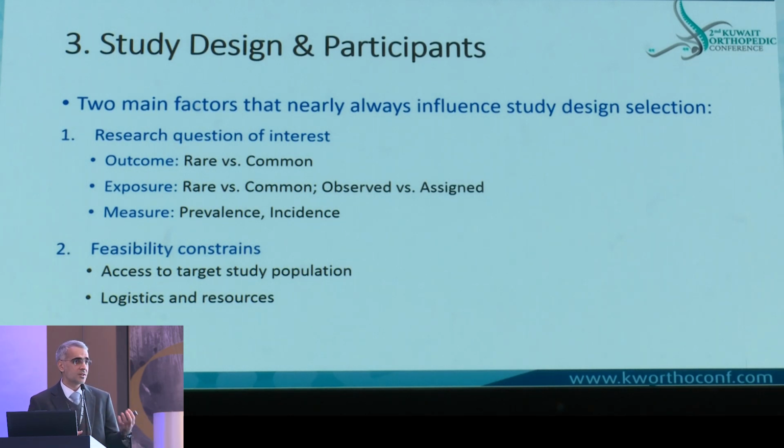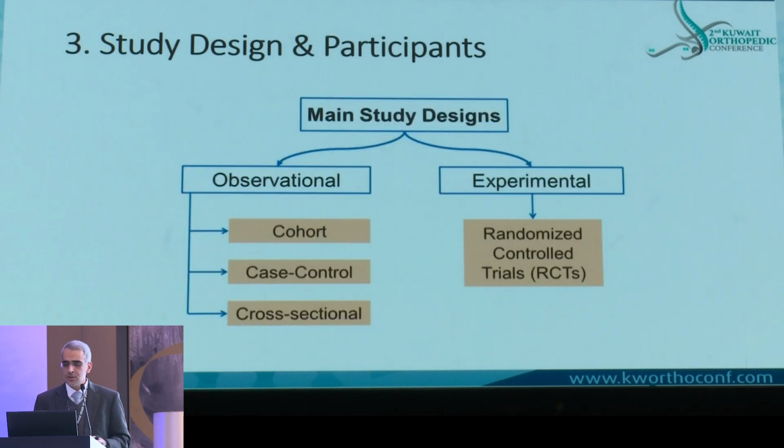Do we have access to the patients? And the logistics and resources. Do we have enough logistics and resources to help in conducting the research forward? So I will focus mainly on those 4 main epidemiological designs.